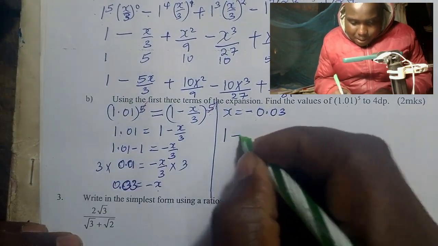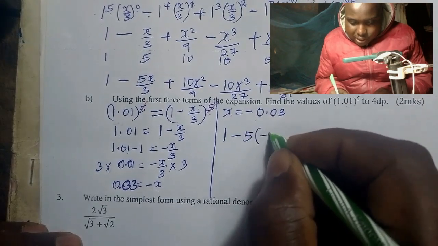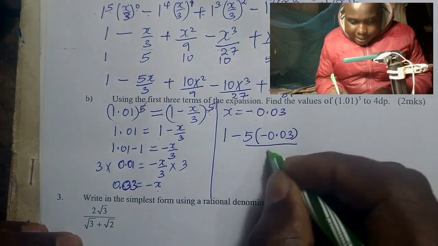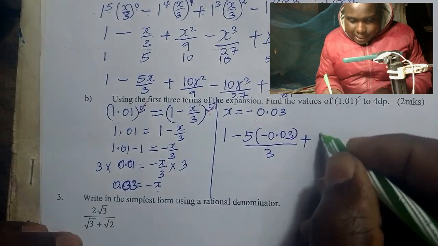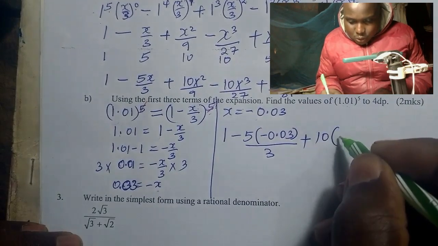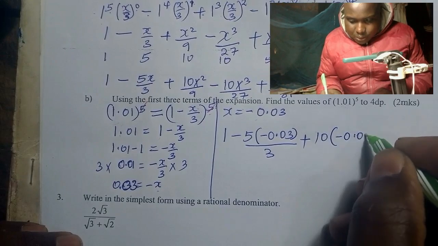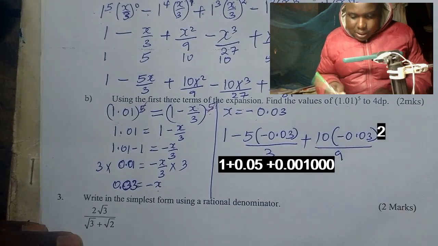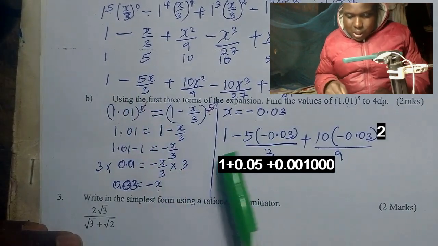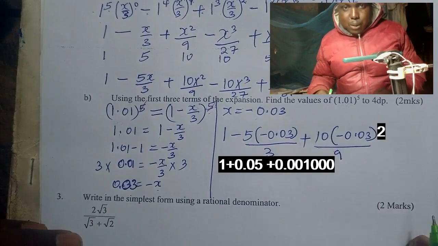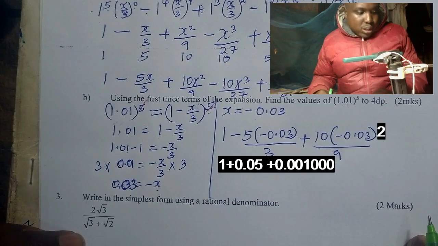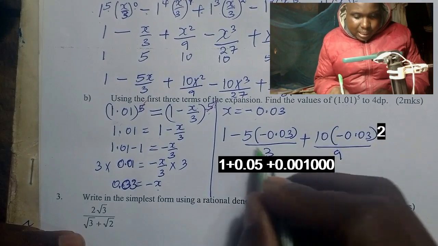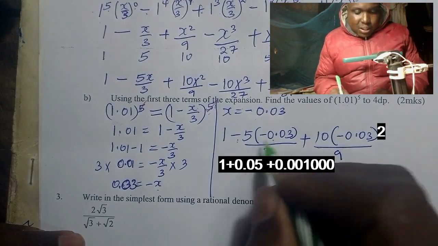So it is 1 minus 5 into negative 0.03, plus 10 into negative 0.03 squared, divided by 9. We are finished with the first 1, 2, 3 because we have been asked to use the first 3 terms. You don't need to do otherwise. So when you work this, it is going to be 1 minus this negative, which is going to be positive.